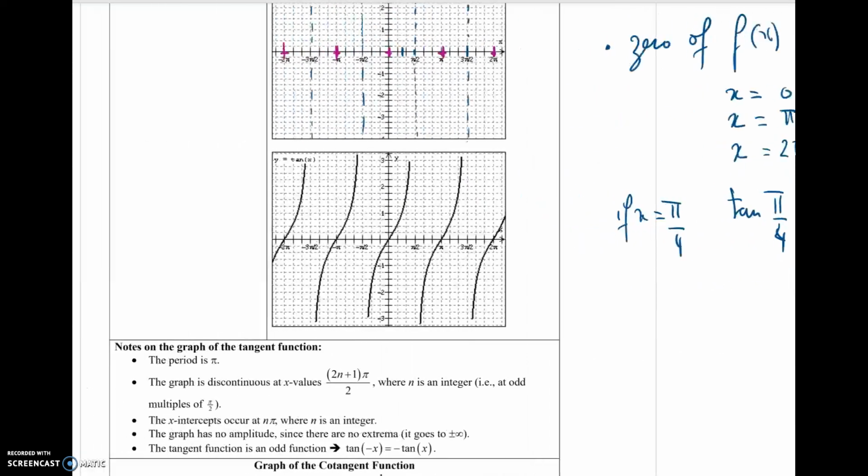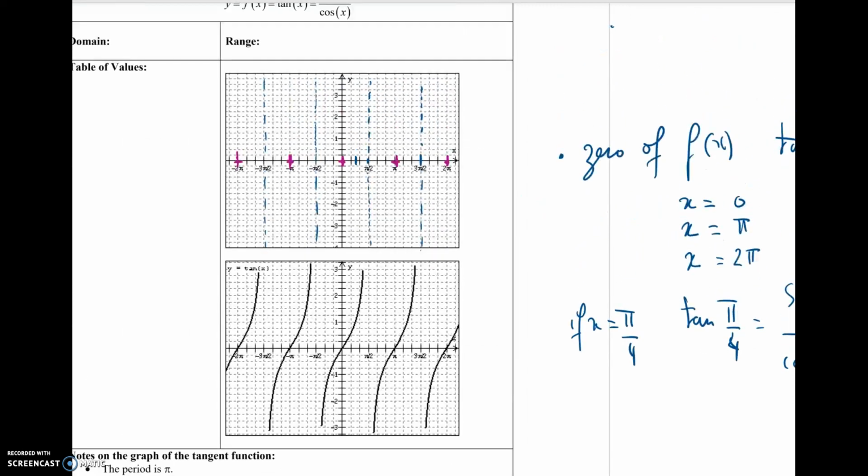So when x equals pi over 4, I am right here. So I can fairly say when x equals negative pi over 4, I will be at negative 1. Okay, negative 1 being right there. And so now it's pretty easy for me to say, okay, tangent x, it is something like this.